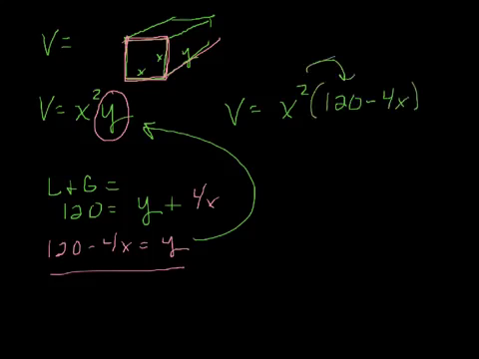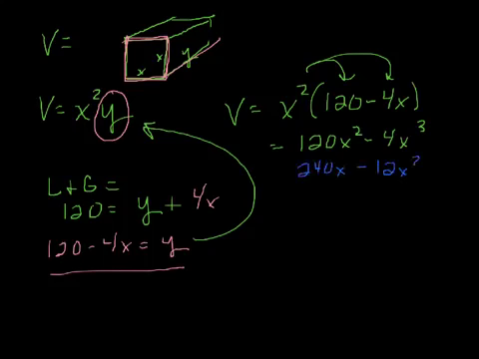And I'm going to distribute. So I have 120x squared minus 4x cubed. And that's what I have to maximize, which means take the derivative and set it equal to 0. So the derivative is 240x minus 12x squared, set that equal to 0 and solve it.